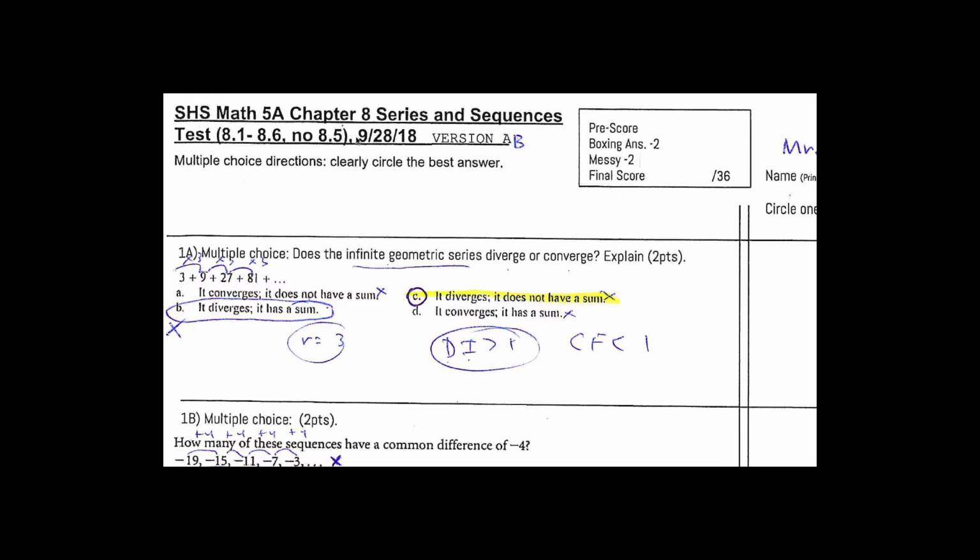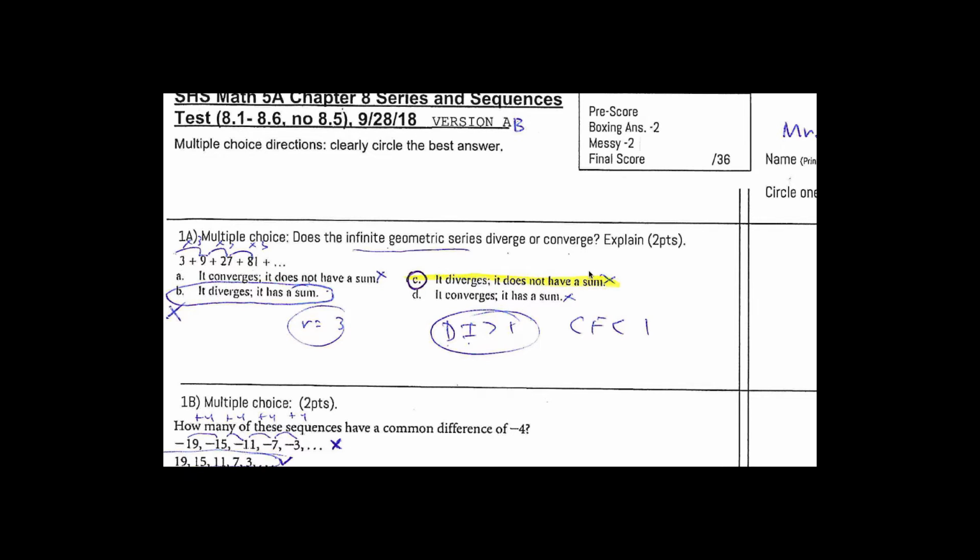Hey, this is Mr. Ring going over the Math 5 Chapter 8 test taken on September 28th, 2018. This is for versions A and B.